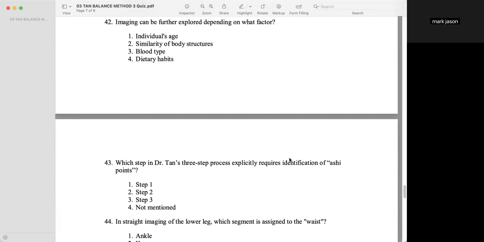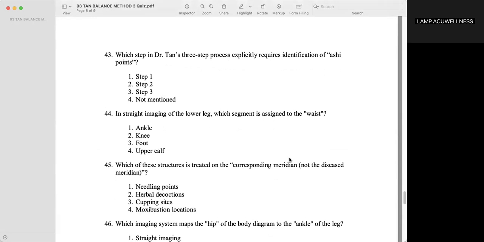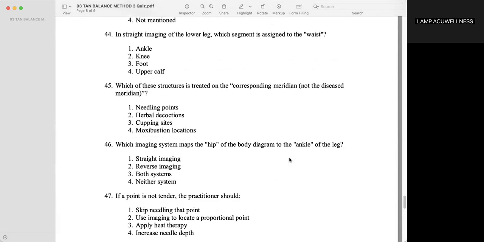Imaging can be further explored depending on what factor? Number 2, similarity of body structures. Which step in Dr. Tan's 3-step process explicitly requires identification of ASHI points? Number 3, step 3. In straight imaging of the lower leg, which segment is assigned to the waist?